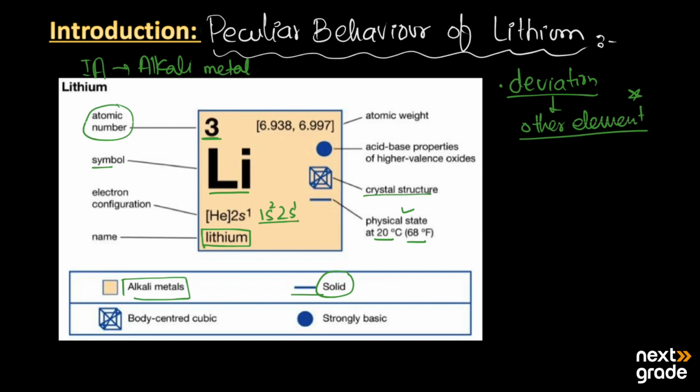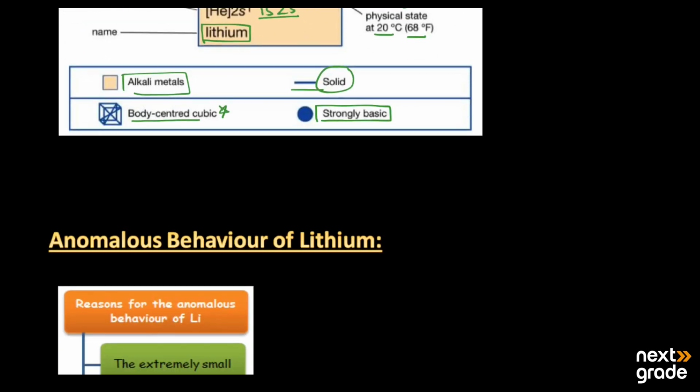This is its crystal structure, showing it is a body centered cubic form. And the dark blue color indicates its acidic and basic nature. Lithium is strongly basic in nature, and its atomic weight is approximately 6.9 to 6.99, or we can also write it as 7. So this was a simple overview of lithium. Now let's discuss its anomalous behavior.